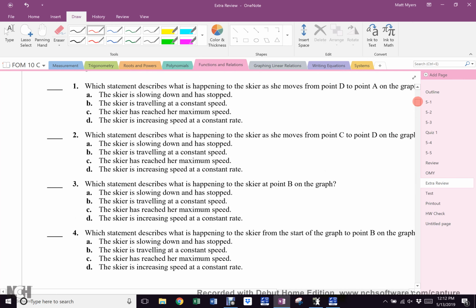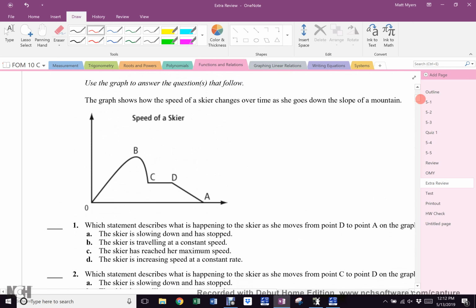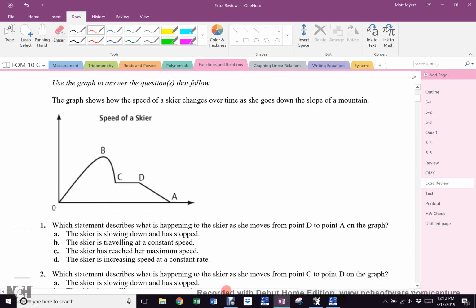What is the first question? What is happening from, yes? Oh, I thought she was talking to me. What is happening from D to A? It is A, slowing down and has stopped, because this is a graph of speed versus time, not distance. So her speed is slowing down.